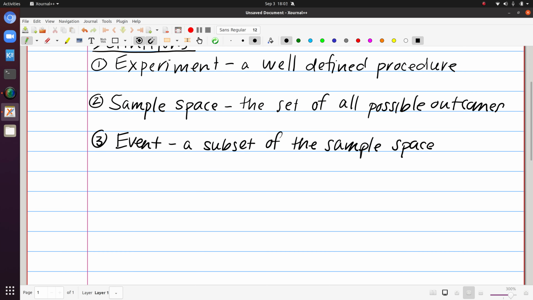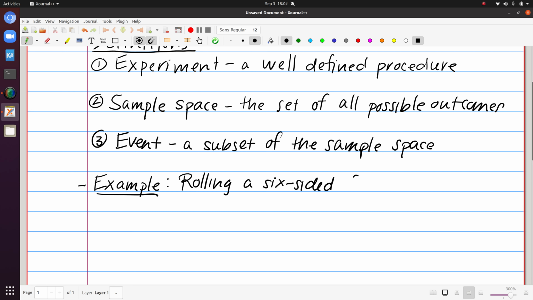So just to make sure that some of this terminology is clear, let's consider a specific example. And that is rolling a six-sided fair die. Now, when we see the term fair in this context, the implication is that this die is not biased toward any particular face. So we would assume that the chance that it lands on a particular face is what we call equally likely among all possible faces.